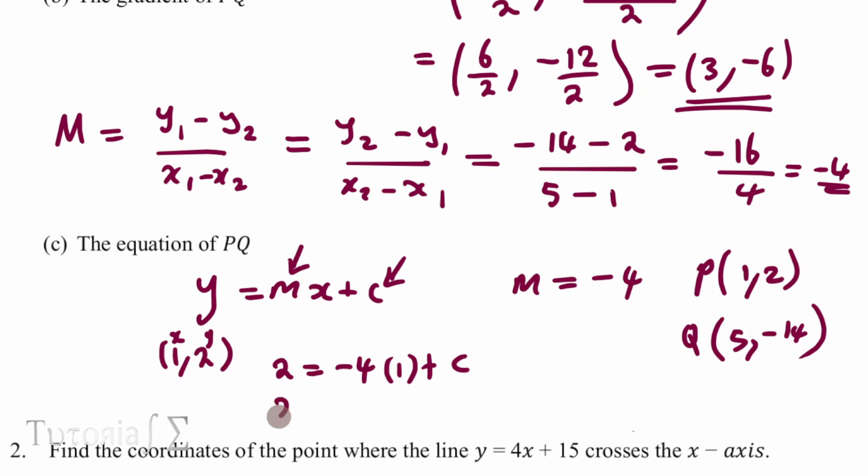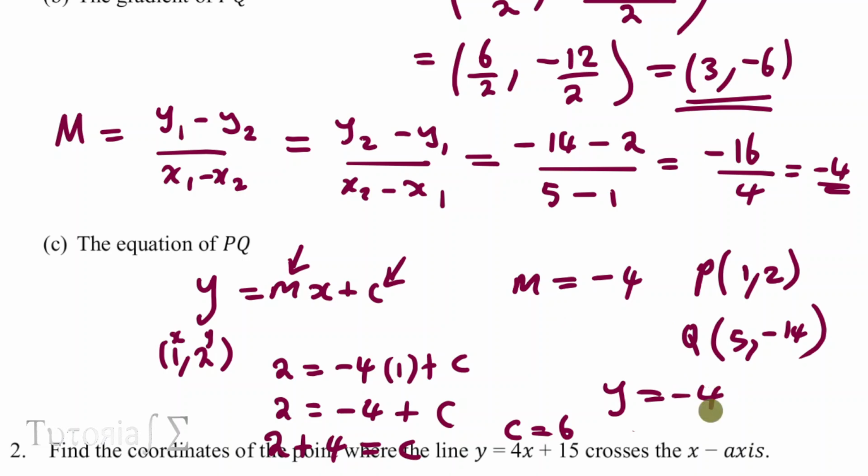So we simplify, this will be 2 equals to negative 4 times 1, which is negative 4, plus c. So we can transpose the negative 4 there. We're going to have 2 plus 4, which is equal to c. And when we add this, it will give us 6. So c is equal to 6. So we found our c and we are done with the equation. So y would be equal to our m, which is negative 4, x plus the c that we found, which is 6. And that is the equation of the line.